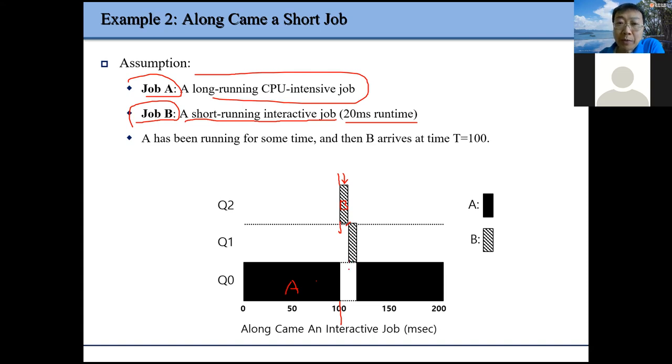At this moment, we look at job A and job B. B is on Q1, A is on Q0. B has higher priority, so we schedule B to run again. Then after B finishes, we continue to run A. That's the situation.